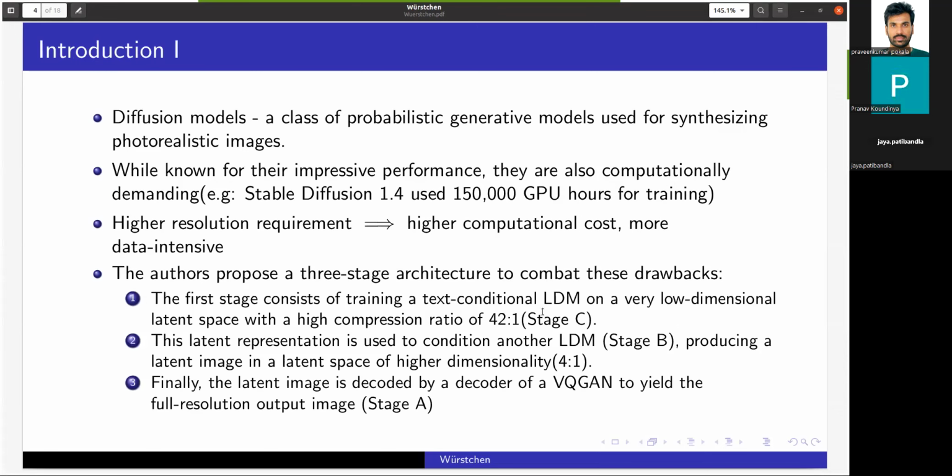All right. So before going ahead with the architecture, we're going to have a look at what are diffusion models. So diffusion models are a class of probabilistic generative models that are used for synthesizing photorealistic images. Of course, they are known for generating very high resolution images, and also they are known for their extremely good performance. But the downside is that they're very computationally demanding.